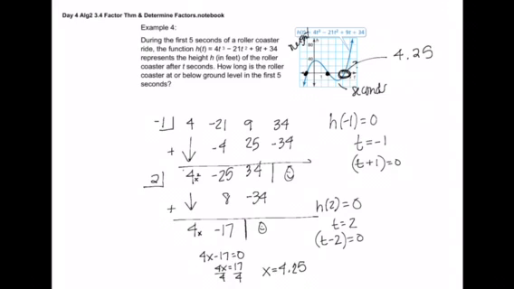They then wanted to know where our roller coaster is at or below ground level, which is between these two zeros. So we can take 4.25, we can subtract 2 from that, so 4.25 minus 2, and our roller coaster is below ground level for about 2.25 seconds.